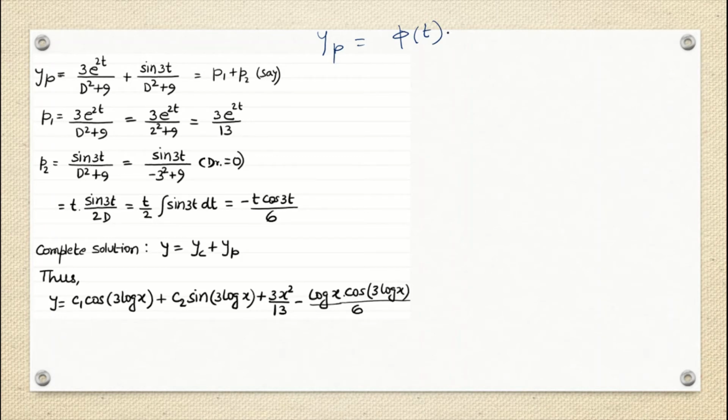Later on, at the end, we have to rewrite in terms of x, because the question was asked in terms of x only, not in t, right? So phi x divided by what? Whatever is present in my left hand side, the derivative term. So the derivative term present in my left hand side was D² plus 9, correct? And what is my phi t?